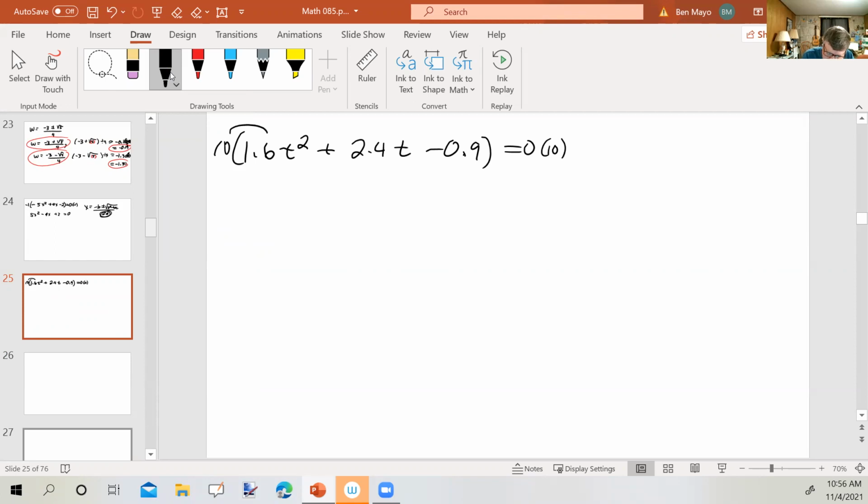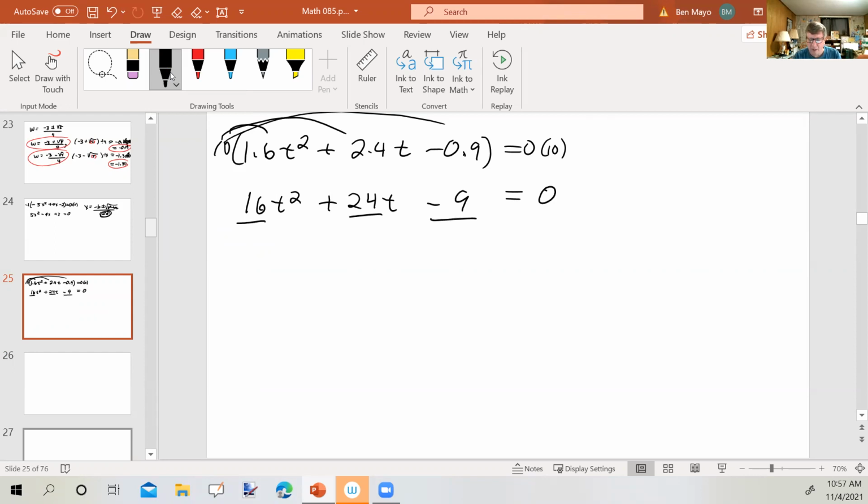10 times 1.6t squared is 16t squared. 10 times 2.4t is plus 24t. And 10 times minus 0.9 is minus 9 equals 0. So now a is 16, b is 24, c is -9. We could plug those values into the quadratic formula. So we can get rid of decimals.